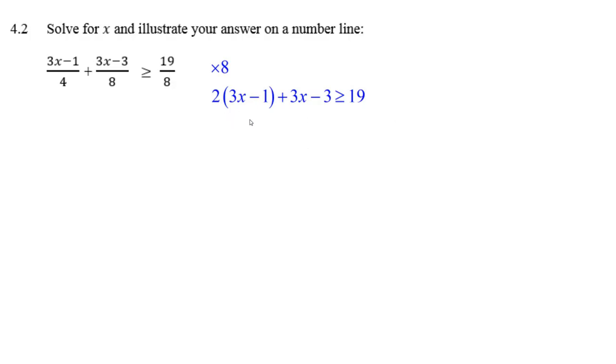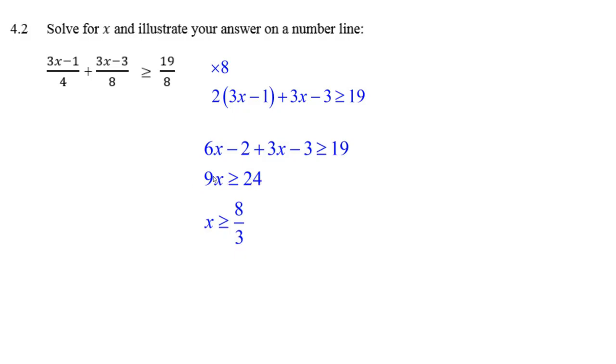Well, there you go. Now you multiply this out. That's 6x minus 2 plus 3x minus 3. Well, the 6x and the 3x make 9x. Well, minus 2 minus 3 is minus 5. And you add 5 to both sides, you get 24.